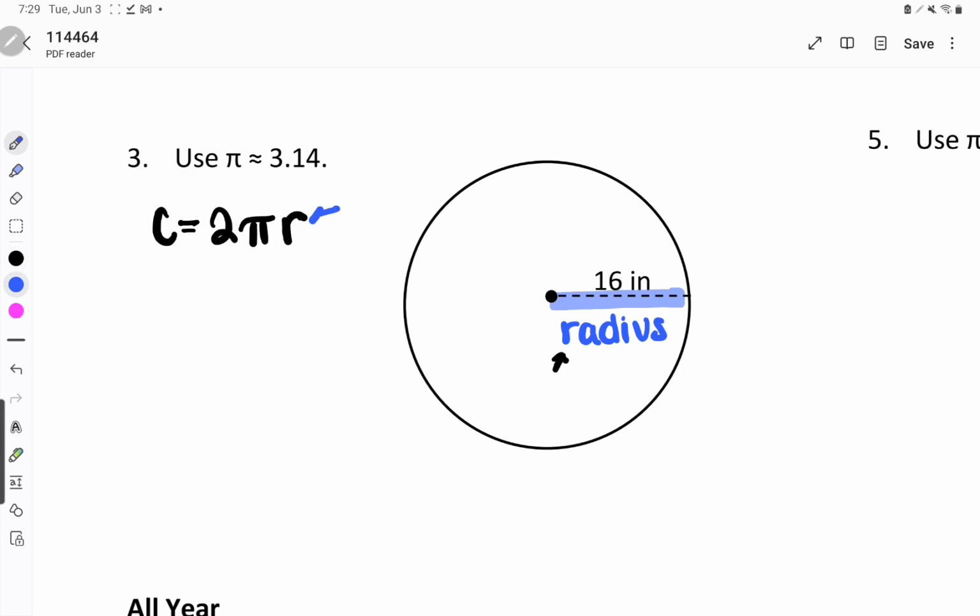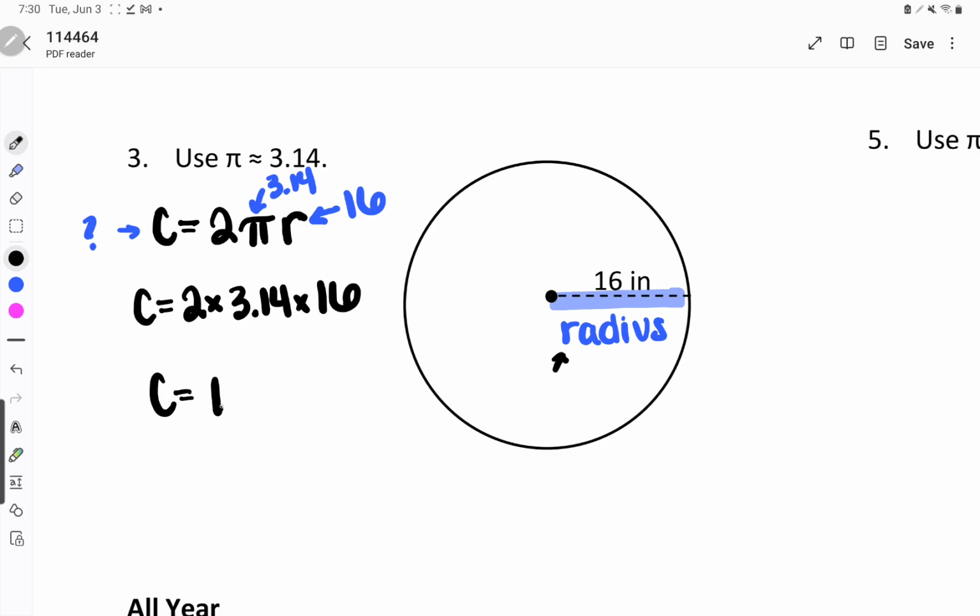In for my R, I'm going to put my radius, so I'm going to put 16 in. In for pi, I'm going to put 3.14. I don't know what my circumference is, so I'm going to keep that a C. So I have C equals 2 times 3.14 times 16. And that is going to give me 100.48 inches.